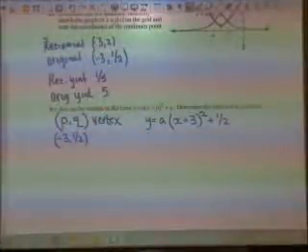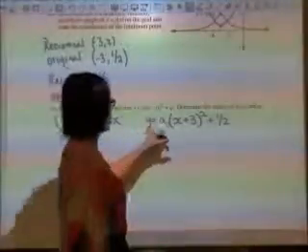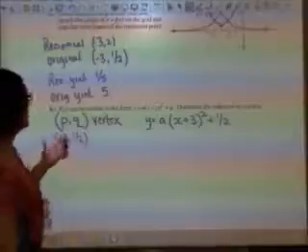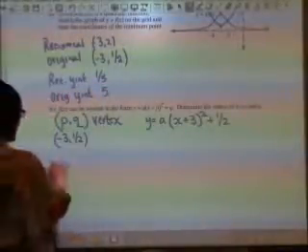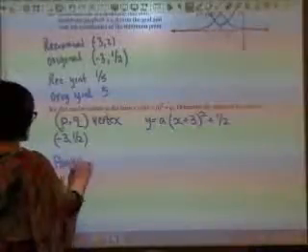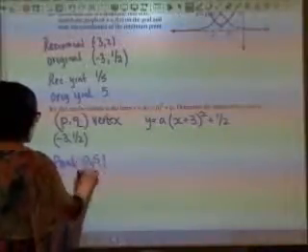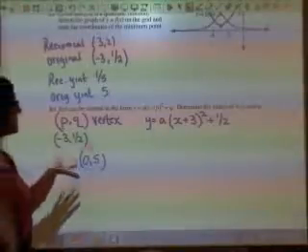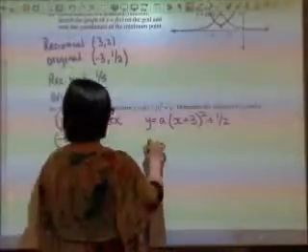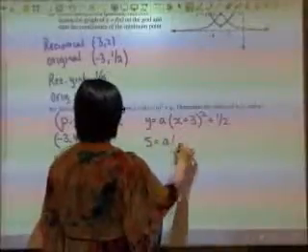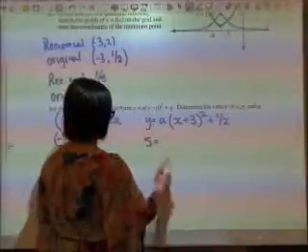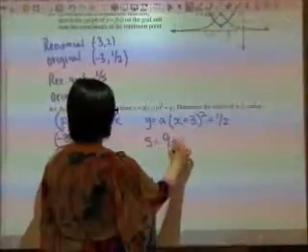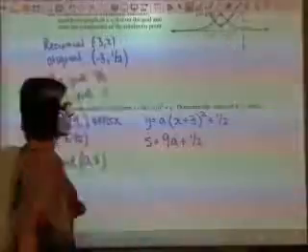Now I need to solve for a. So to solve for a, what I want is I want to know an x and a y value that's on the graph. Well, I have that right here. I have the y-intercept equals 5, so I have a point on the graph that's at 0 and 5. So I can substitute that into the equation. Y equals 5, x equals 0, so I have 3 squared. 3 squared would be 9, so I have 9a plus 1/2.